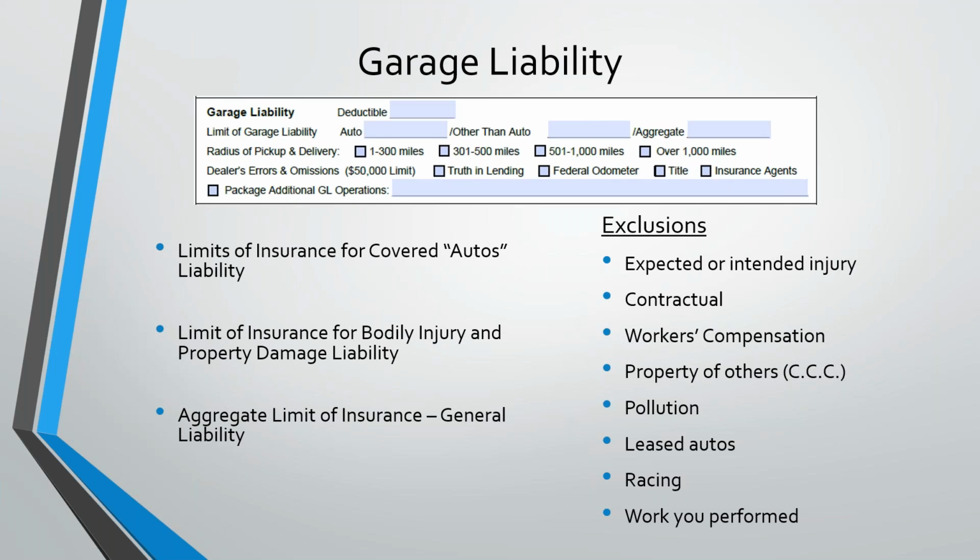We have the dealer's errors and omissions, so you would just check accordingly. And then if for some reason we have some additional GL operations, a lot of times we might have a service risk or even a dealer where they have uninstalled part sales. So we would go ahead and indicate the receipts in that particular section.